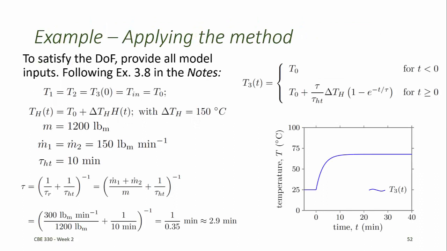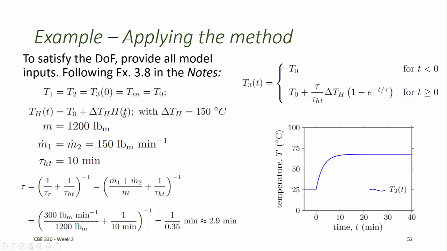Here, we'll follow example 3.8 in the notes to apply our method to find a solution to the temperature of the fluid leaving the mixing tank. First, we need to satisfy all of the degrees of freedom by providing model inputs. We said that T1 equals T2, which equals the initial temperature of the fluid in the tank. We'll call that T0. And that the heating fluid temperature begins at T0 and then undergoes a step function of magnitude delta Th.